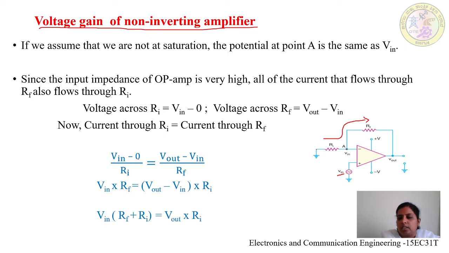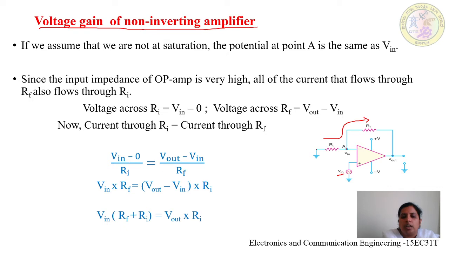V in minus 0 divided by the resistor, divided by the resistor means Ri. So the current through RF is given by V out, the output voltage, minus V in, divided by RF.